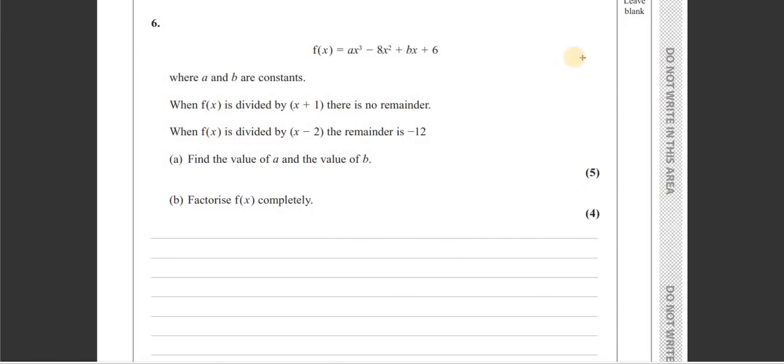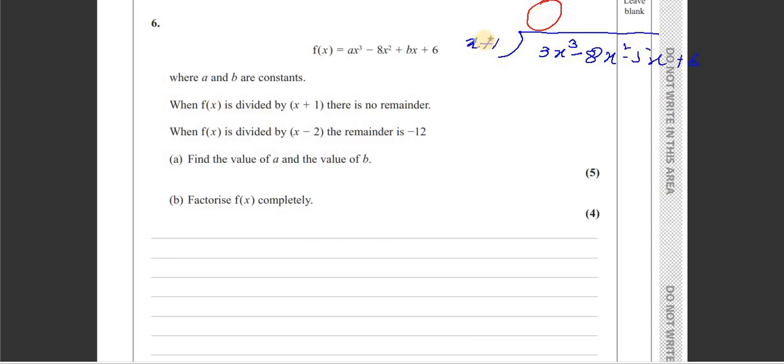So the long division method is, I need to divide the function, which is 3x cubed minus 8x squared minus 5x plus 6, and I'm dividing with x plus 1. So when you divide with x plus 1, you need to think of some variable, so you can write this variable here in this place.